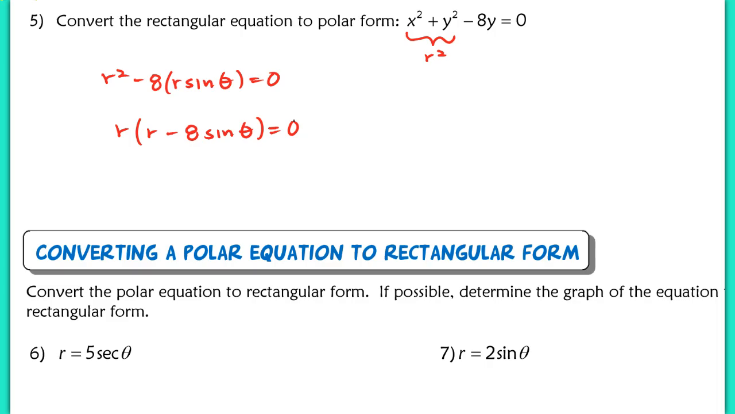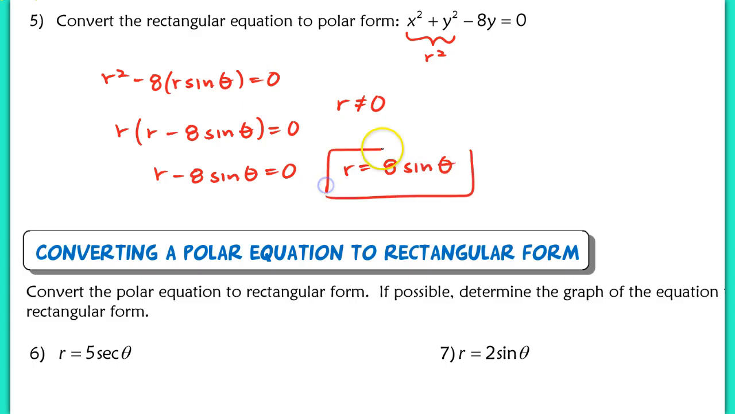Now I know it's kind of weird for you to divide by r on both sides, but r is definitely not equal to 0, okay? Otherwise, then this point is just the origin. So if r is not equal to 0, I can divide by it, and I have r minus 8 times the sine of theta equaling 0. And in other words, r is equal to 8 times the sine of theta. So this is the polar form for this particular equation.